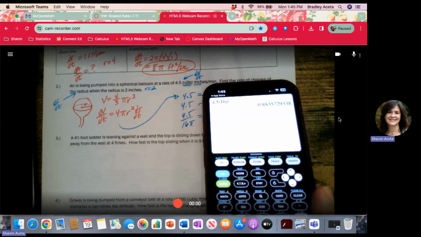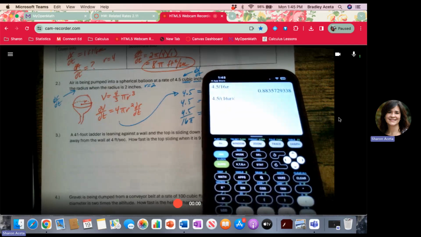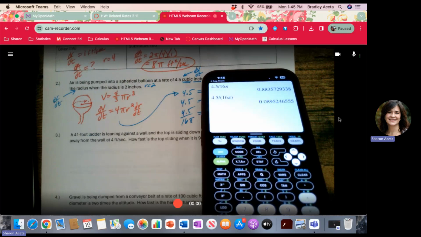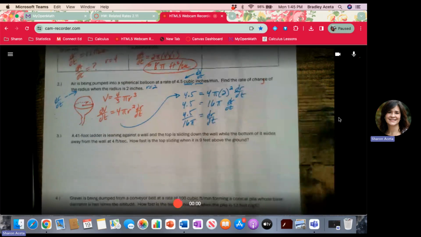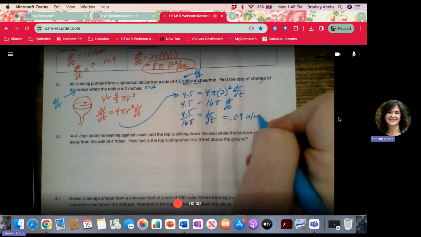What you need to do when you type it in, you have to hit 4.5 divided by parentheses 16 pi, and then close the parenthesis. Let me show you what that looks like. The glare is pretty bad. And then hit enter. That is the correct answer, 0.09. 0.09 inches per minute.